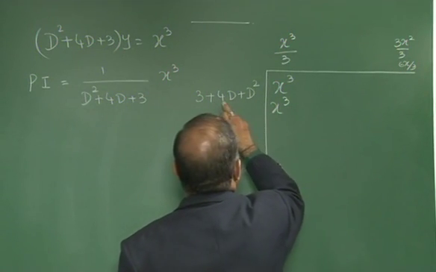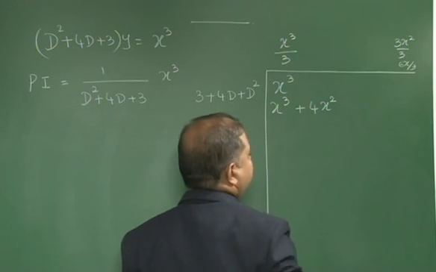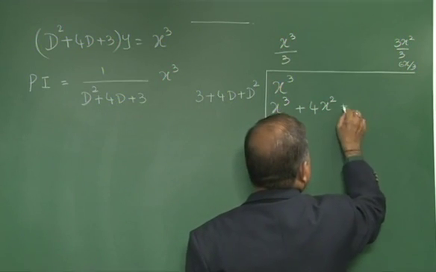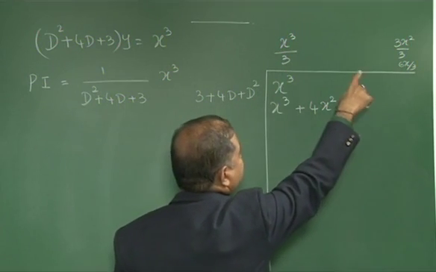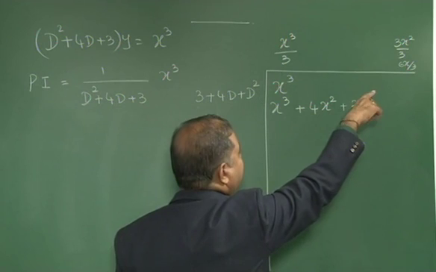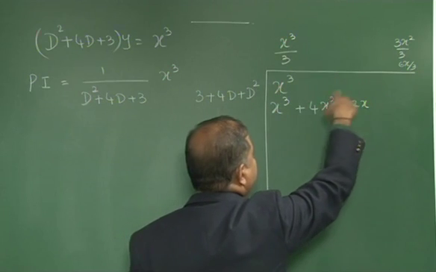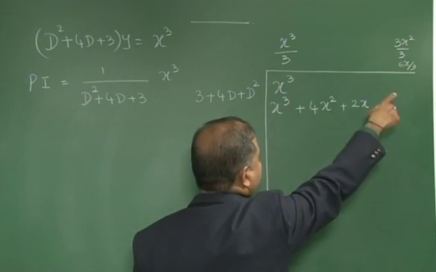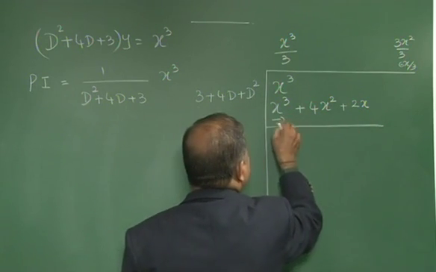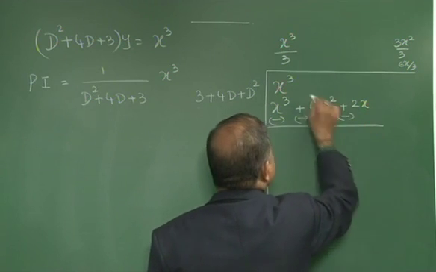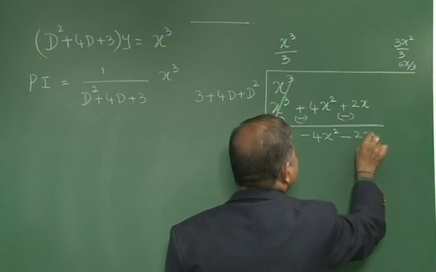The 3 will get cancelled, so I will get 4x square. Second term, differentiation, I will get 2x. First time differentiation, 3x square by 3; second time again differentiated, 6x by 3. The 3 gets cancelled, x square. So 4 into first derivative, x square, and second derivative, 2x. Subtracted, you will get all the terms, that's all. Minus, minus, minus, this gets cancelled: minus 4x square minus 2x.